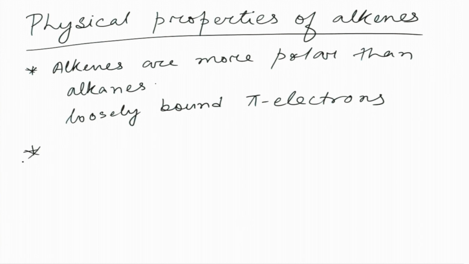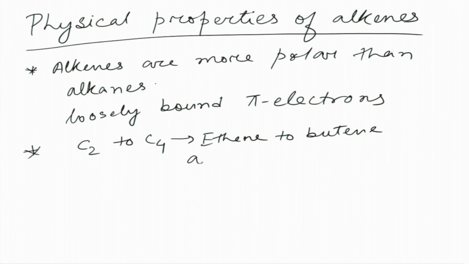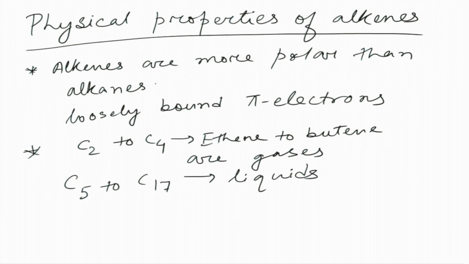So, the second property is the first 3 members, that is C2 to C4, that is ethene to butene, are gases. C5 to C17 are liquids, and greater than C17, that is C18 onwards, they are solids. So, we can also write this as greater than or equal to C18, they are solids.